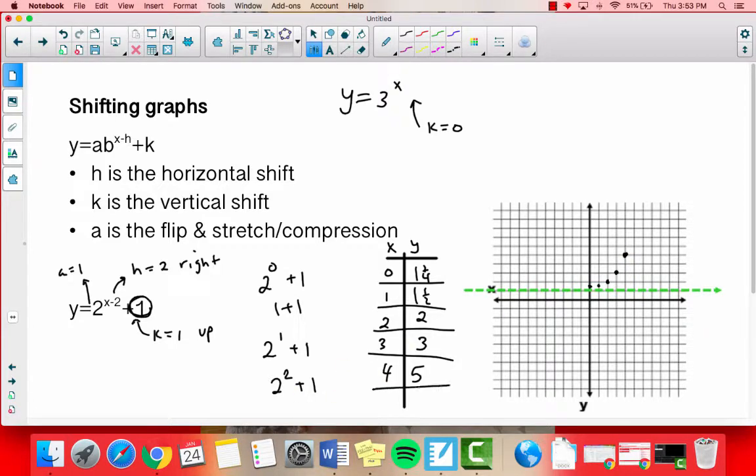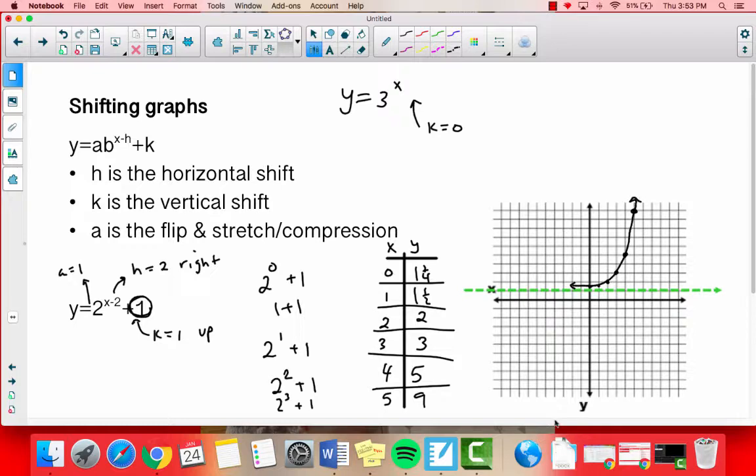And then if I were to plug in 5 into this, I'd get 2 to the third plus 1. That's going to get us 9. That's probably about as high as you're going to want to go. Once you start getting past 9, 10, 11, it's a lot harder to graph. So now I've got all these points. I can connect them. Do the best you can to connect them.